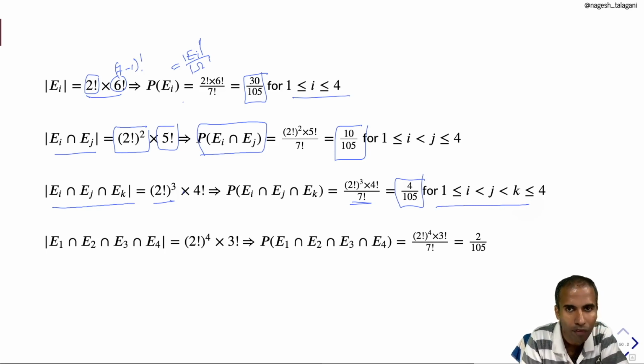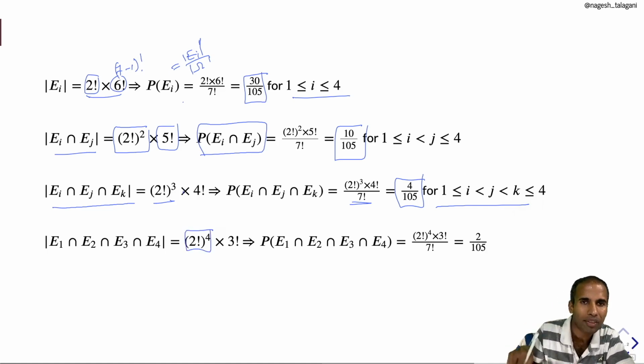Now the number of elements in E1 intersection E2 intersection E3 intersection E4, the arrangements in which all couples sit together. You can tie the 4 couples in 2 factorial to the power of 4 ways. Then you treat them as single persons. Then you have 4 people, which can be arranged in 4 minus 1 factorial ways, which is 3 factorial.